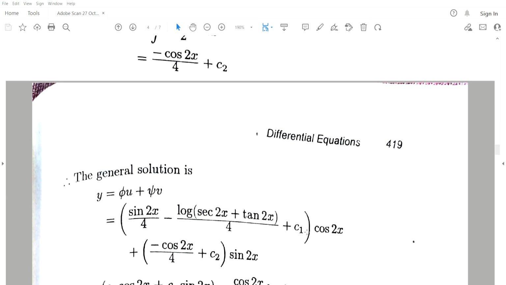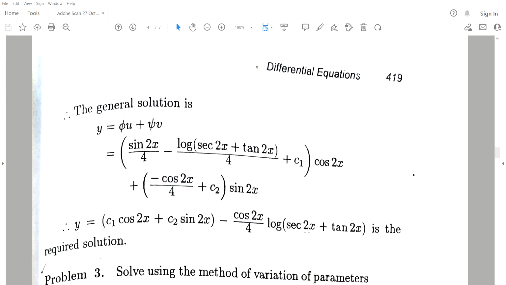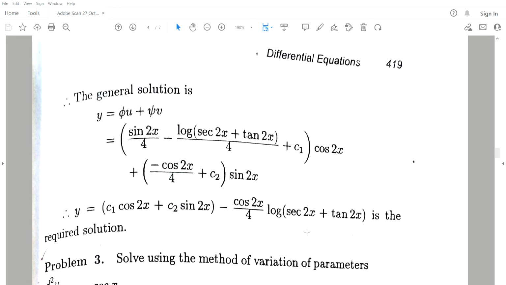So it is clear. Is there any problem? No, ma'am. Yes, you have to memorize the 4 steps, and then according to those steps you can solve problems by the method of variation of parameters.